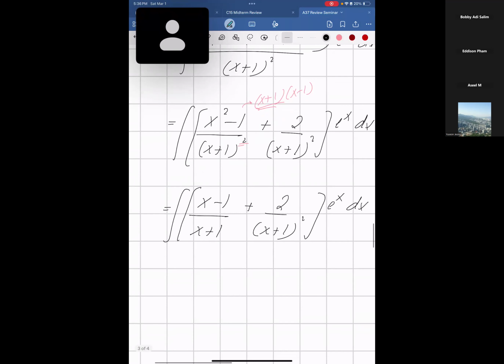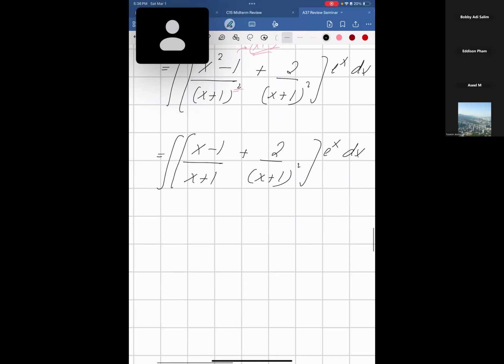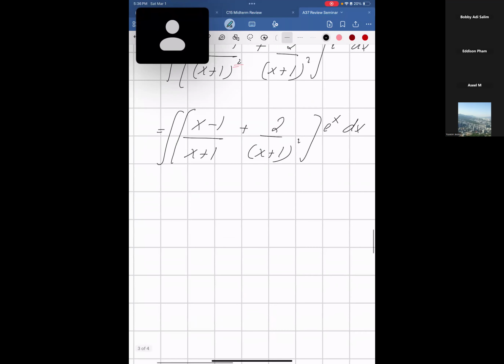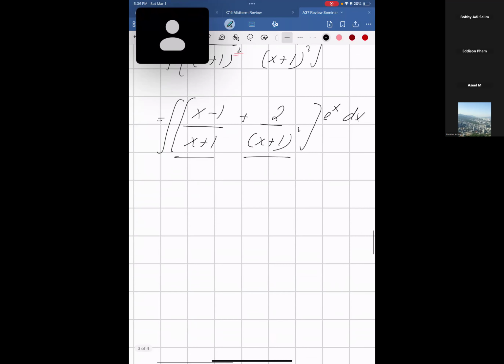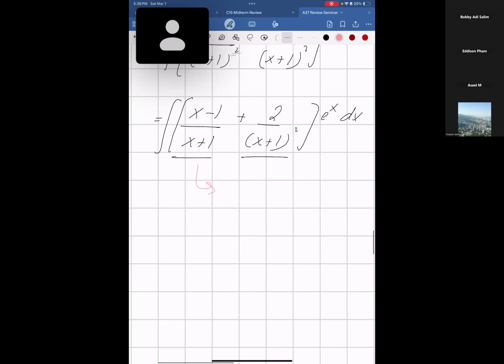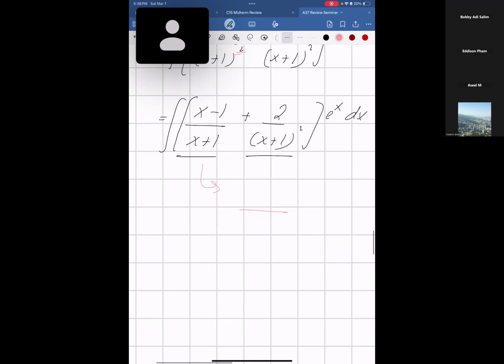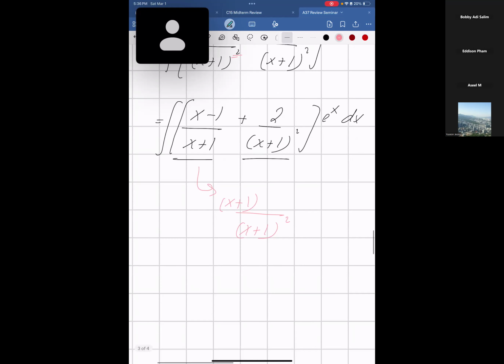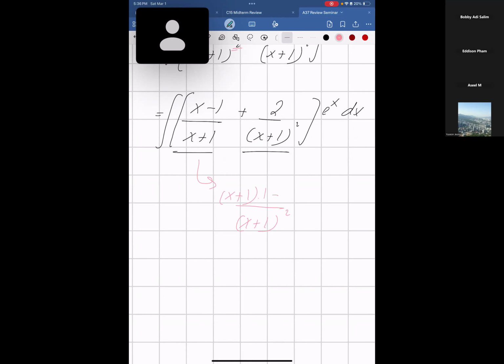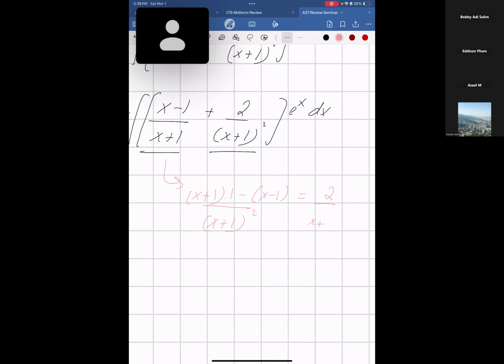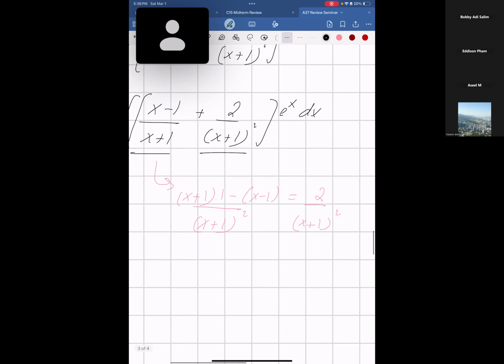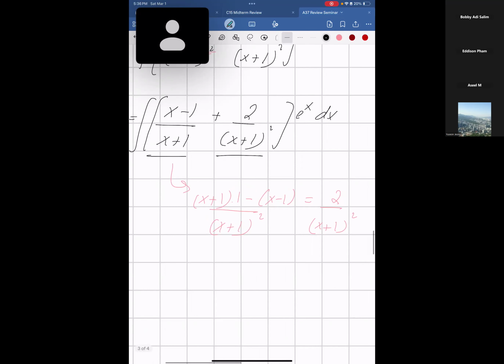Here, what you could notice is that one of the 2 functions in here is the derivative of the other function. If you consider the derivative of x minus 1 over x plus 1, we're just going to use the product rule. This is 1 minus x minus 1, which is just 2 over x plus 1 squared. So this function is the derivative of this function, and then you have an e to the x in here.